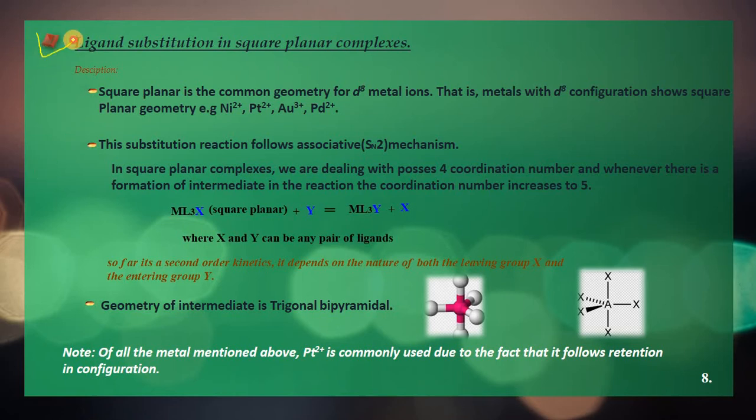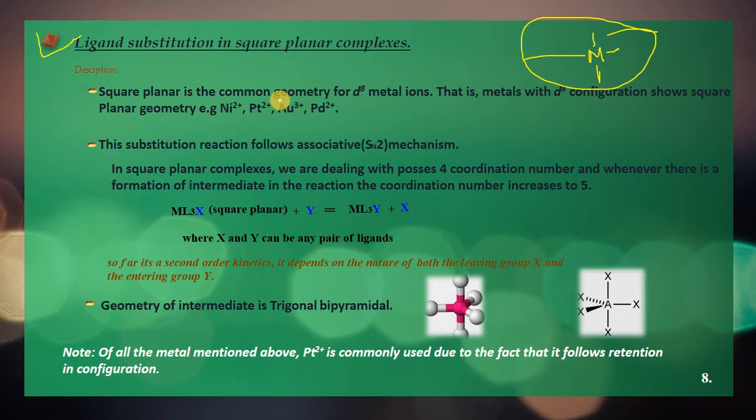Now to the second point. I have talked about ligand substitution. We now have ligand substitution in square planar complexes. As the name implies, square planar. Let me just say M. Let's say we're having M, with 1, 2, 3, 4. This is square planar.